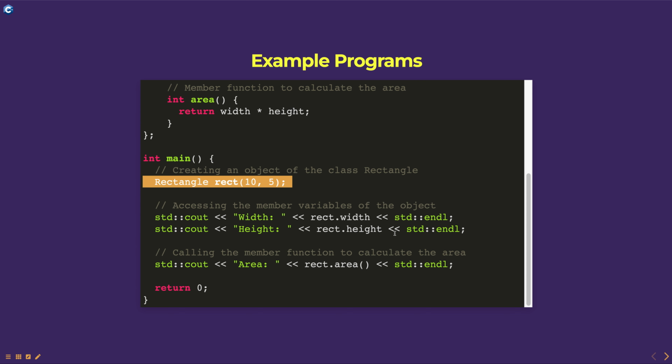Finally, the member function area is called on the object rect to calculate the area, and the result is printed. This program demonstrates the basics of creating and using classes in C++.